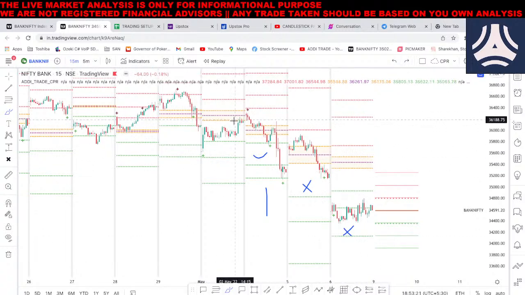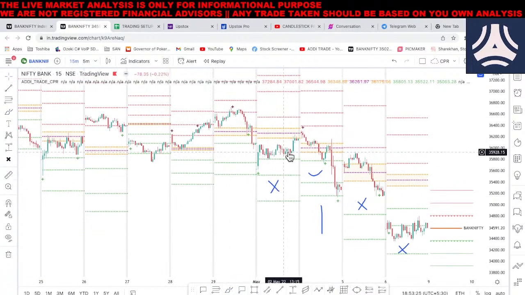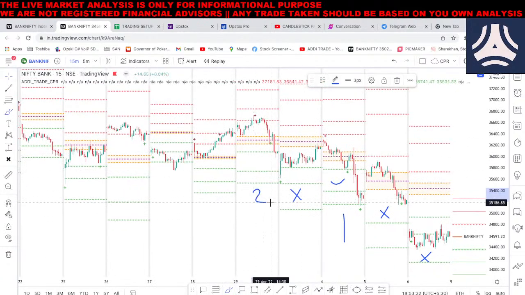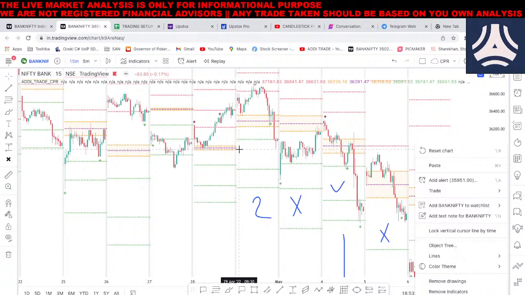Here also the CPR logic worked, but it was not easily tradable. So I'm going to mark it low. Most likely, even if I had entered, my stop loss would have hit here. And the second good trading day based on the CPR was here. So out of these 5, we have got 2 days of good entries, and these good entries would have given us a lot of profit.